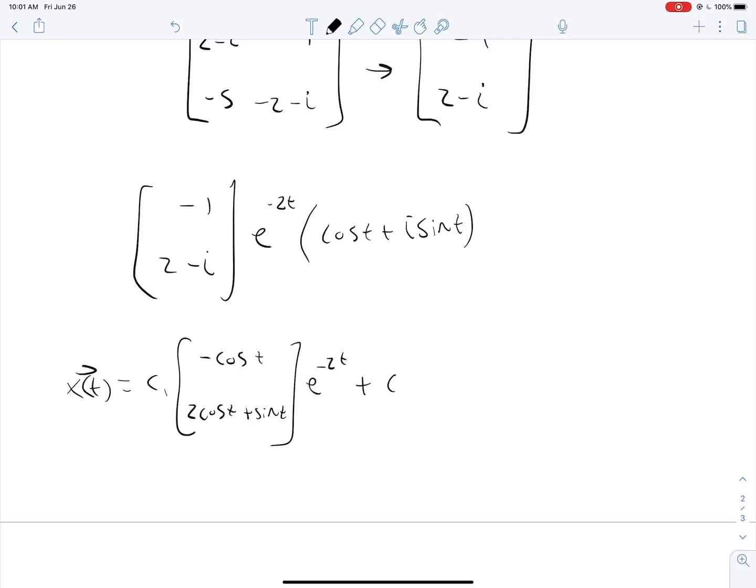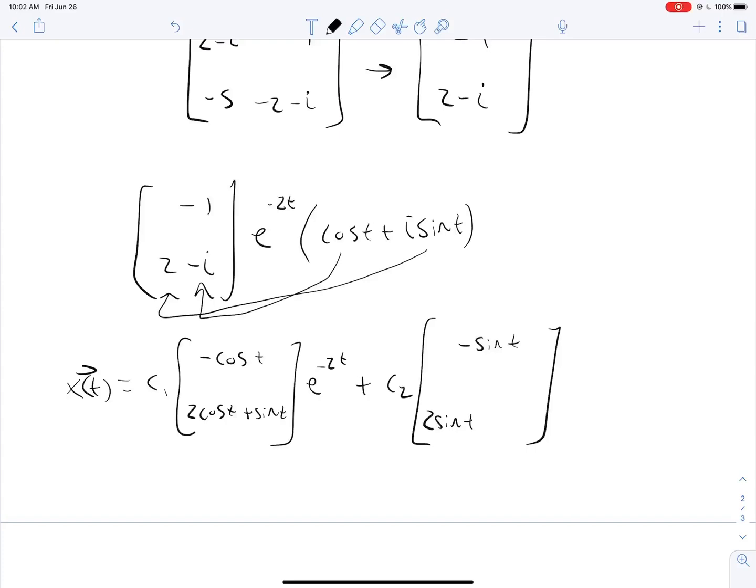And then we have our imaginary portion. We get imaginary things when we multiply sine on top. So we'll put negative sine t. Remember, you don't want to keep that i around for your final answer. And then we'll also get imaginary things when sine gets multiplied to that 2 and cosine gets multiplied to that negative i. So we get 2 sine t minus cosine t, e to the negative 2t.